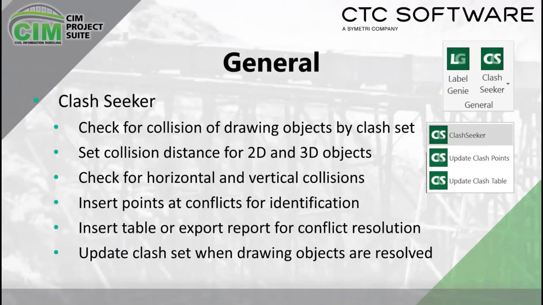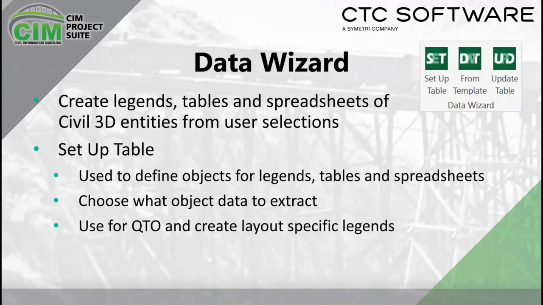So moving on, our Data Wizard. This is a tool that we use to create legends, tables, and spreadsheets from Civil 3D entities that you select, how you want those to go. The first step is to do your setup table. This is the main portion of it. We use that to define the objects that we want to include in our legend, our tables, and/or our spreadsheets. And then from there, we choose the objects we want to pull out, and it's a great tool to be used for quantity takeoffs as well.